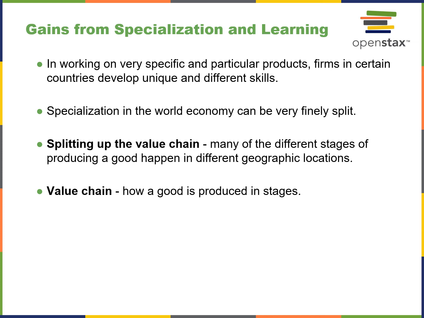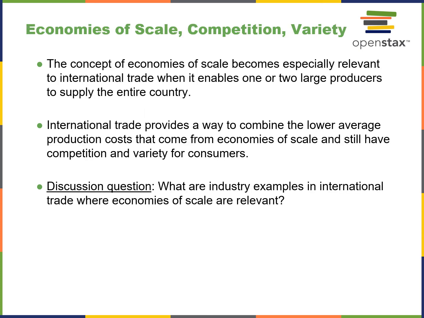Splitting up the value chain, many stages of producing a good happen in different geographic regions, such as, let's say, the iPhone or the Samsung phone. Many of the components are produced in various countries and everything is brought together to produce the final product. And then value chain is how a good is produced in stages. And then you have economies of scale, competition, and variety.